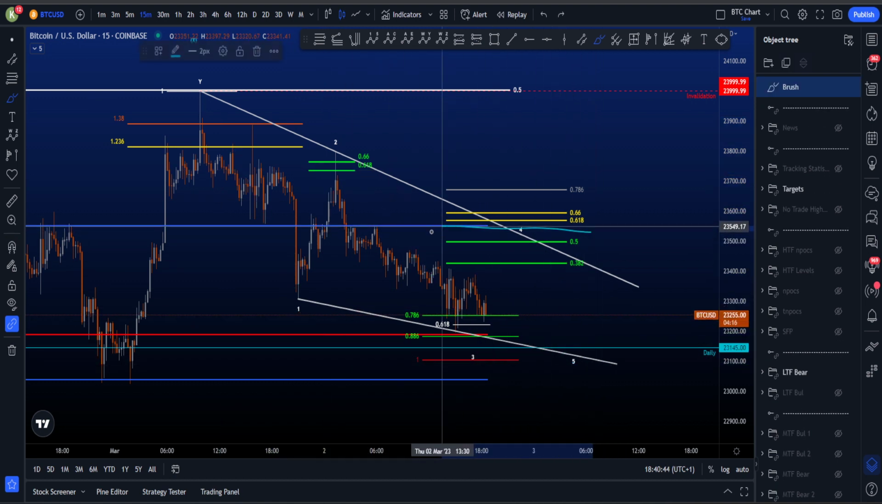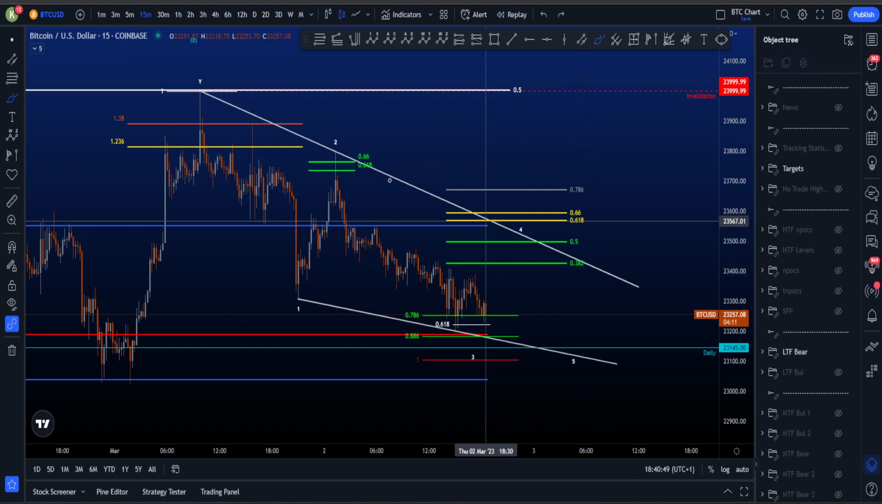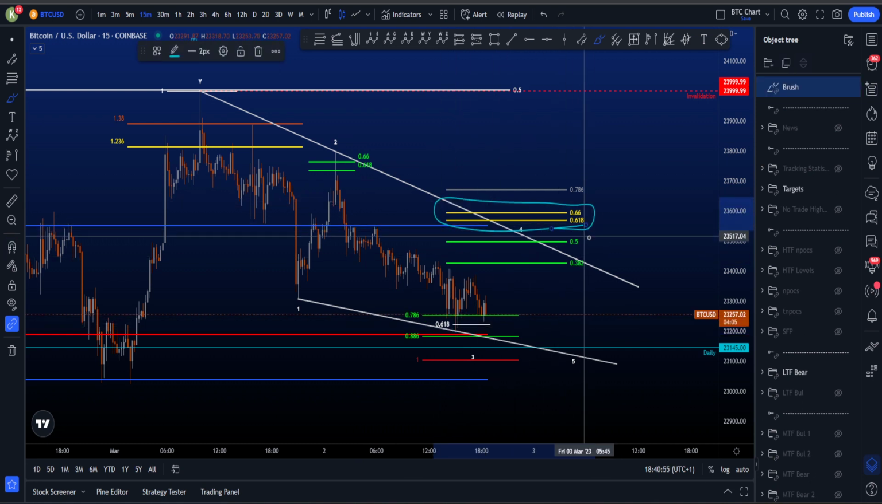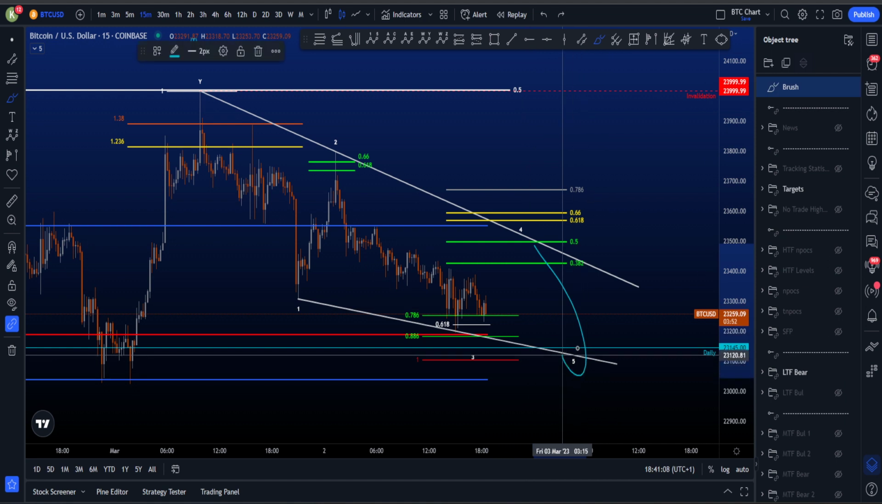For wave 4, the same applies. These green lines are the most common targets. These are the fibs taken from the high of 2 to the potential low that we have at 3 over here. The yellow lines over here, basically the golden pocket, is the more rare target for wave 4, and the gray line above is a very rare target for potential wave 4 in a leading diagonal. And then eventually we could go down for wave 5.